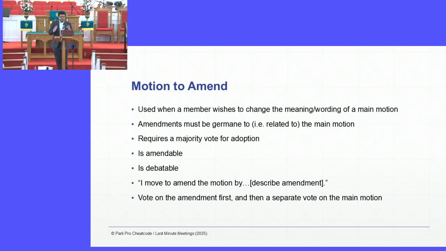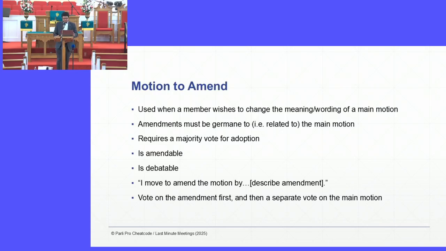The way you do that is you say, I move to amend the motion by, and you describe the wording of what you want the amendment to be. Again, you vote on the amendment first, and then you do a separate vote on the main motion, either the main motion as amended, or the main motion as proposed if the amendment did not get adopted.